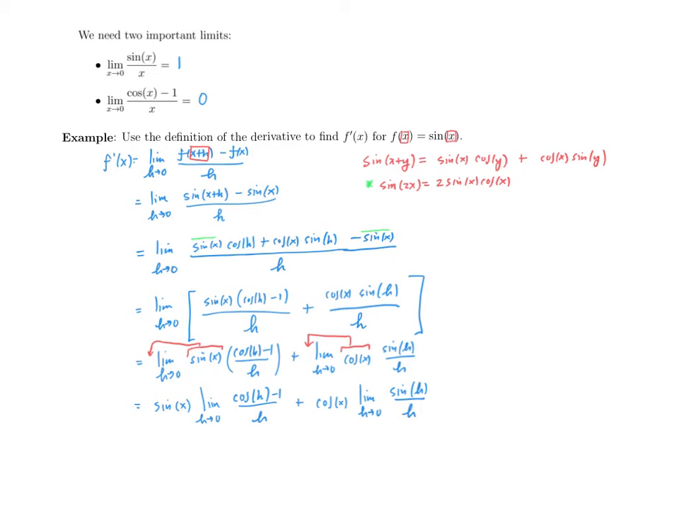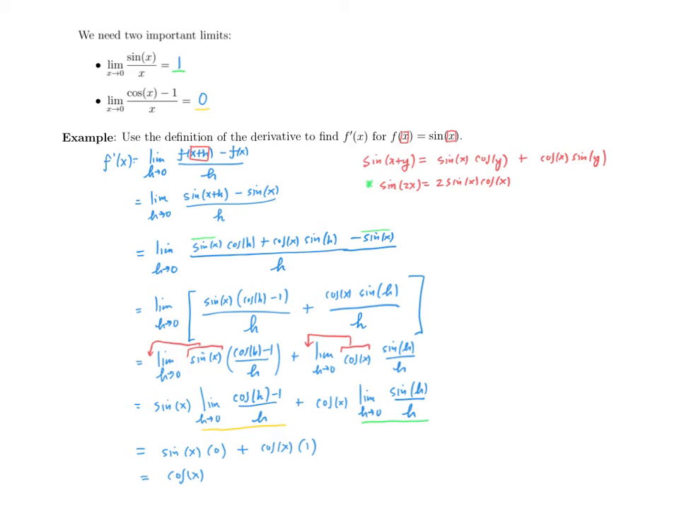So comparing to our formulas above, we see that the limit as h approaches 0 of cosine h minus 1 over h is that second bulleted limit, because remember, the variable or the symbol that we use, x versus h, is irrelevant. And similarly, the second limit is the first bulleted one that we see above. And now we are done. So we end up with, in this case, sine of x times 0 plus cosine of x times 1. And this is simply just cosine of x.